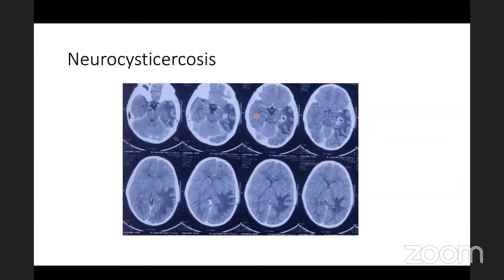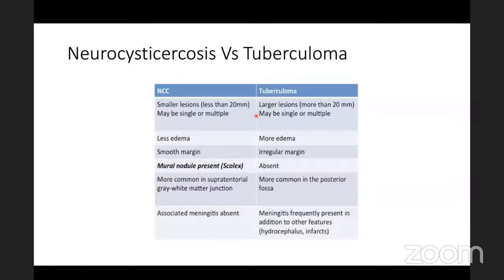So this is the diagnostic feature. Of course, theoretically, you can have many differentiating points between NCC and tuberculoma, but I would say the only one point which you will have to look for in every patient is this mural nodule, which indicates a scolex. If a scolex is there, then there is no point arguing whether it could be tuberculoma or any of the n number of lesions it can resemble, right?